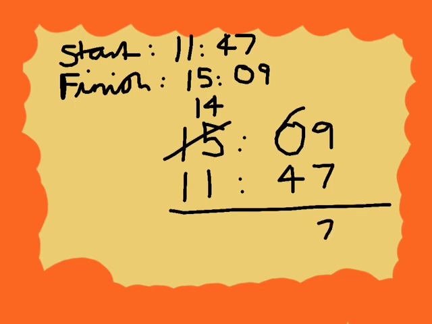9 take away 7 is 2, 6 take away 4 is 2, 4 take away 1 is 3, and 1 take away 1 is 0. We'll leave it as it is. So the duration is 3 hours 22. I'll just try that again.